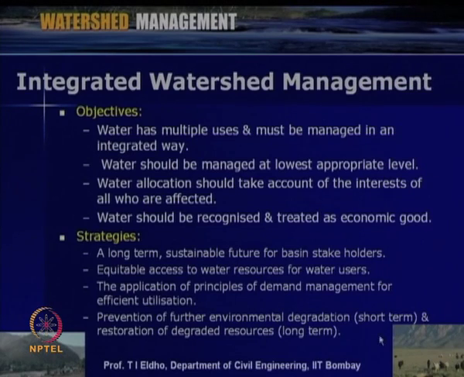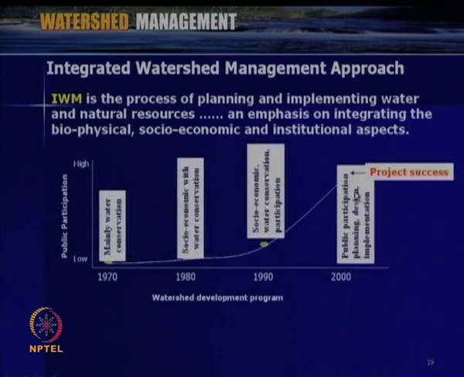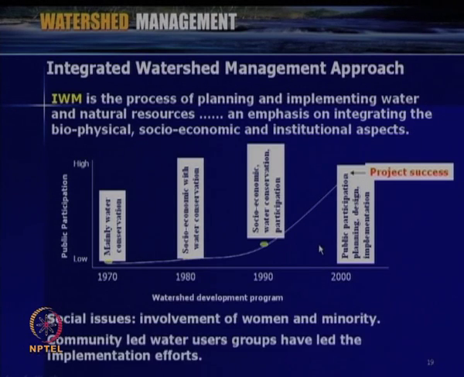This issue also we have discussed. In terms of watershed, the short-term goal may be to prevent further degradation, and the long-term goal may be to restore the degraded watershed system. These are the objectives and strategies of the integrated watershed management approach. Finally, we can define the integrated watershed management approach as the process of planning and implementing water and natural resources management, with the emphasis on integrating the biophysical, socio-economic and institutional aspects of the watershed considered.